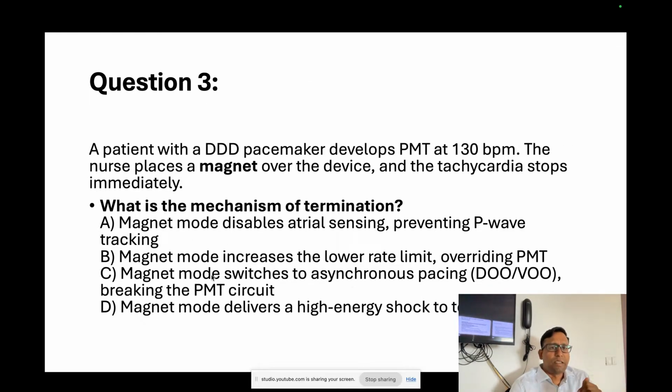Question number 3. A patient with dual chamber pacemaker develops PMT 130. The nurse places a magnet over the device and the tachycardia stops immediately. So what happened when the magnet is being kept? This question is basically meant for when you are in the periphery, the ECG is going and somebody has called you, and the doctor is not there, or you do not even have the programmer. How to terminate the tachycardia? So put a magnet. Wherever you are in trouble, magnet is going to save.